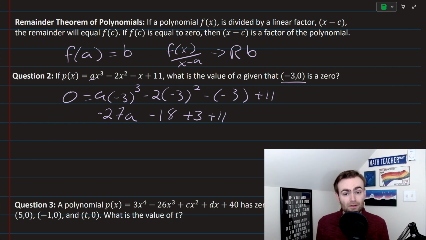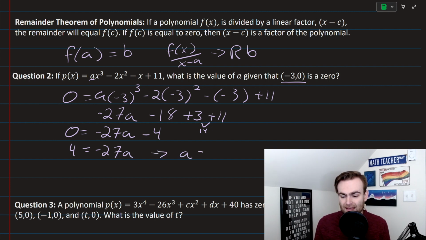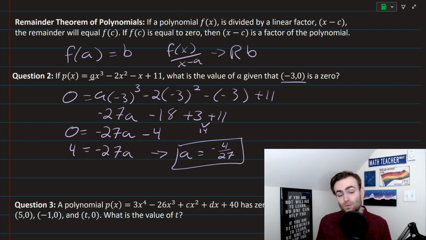So let's combine our constants together. We have a 14 here, so -18 plus 14 would be -4. So we have -27a minus 4 is equal to 0. We can add 4 to both sides, so we have 4 is equal to -27a. Divide by -27, and we get a is equal to -4/27.